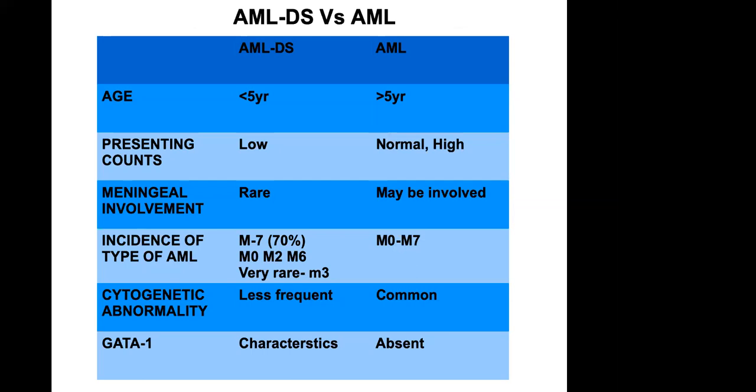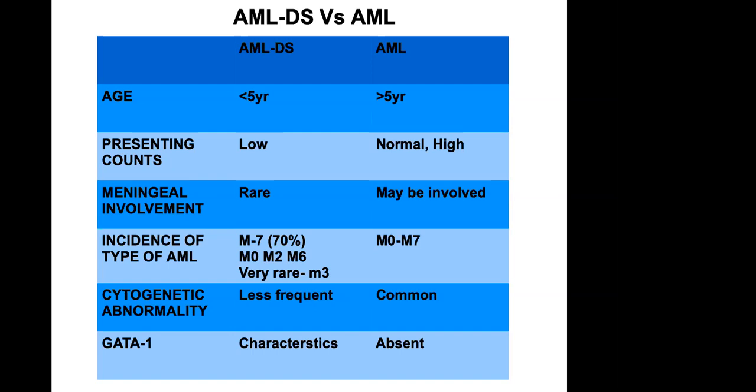The count in AML-DS may be low. It is not TMD, where you are finding a high count. Here the patient has developed acute myeloid leukemia. So we have found a low count in AML-DS, while in AML without DS there may be a normal or high count. Meningeal involvement is rare in AML-DS, but may be involved in AML.